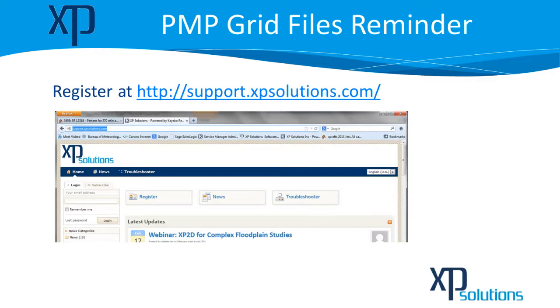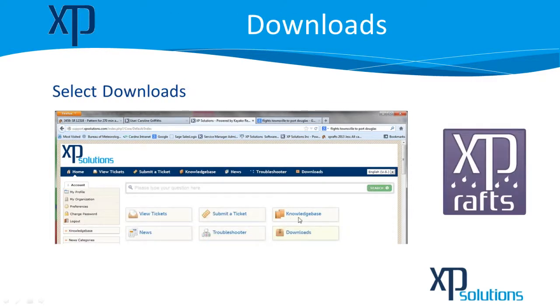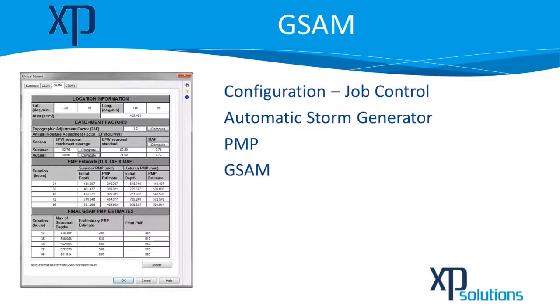So what you'll need to do is make sure you're registered at our new support portal, support.xpsolutions.com, and if you're already registered you can simply log in. Then you can go to the download section. This is what you'll see when you log in. There'll be a section on XPRAFTS and you can download the PMP grid installer.